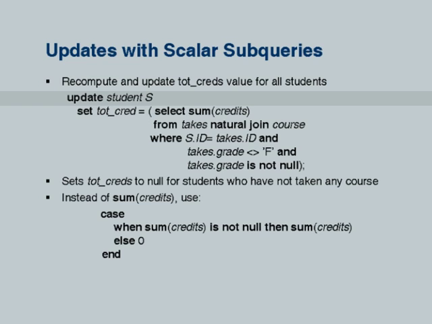So, if you want to set it to 0, what do we do? We can use the following case statement. You can say case when sum credits is not null, then sum credits, else 0. So, that takes care of handling the case where if it was null, it will be set to 0. So, I hope this query is clear.